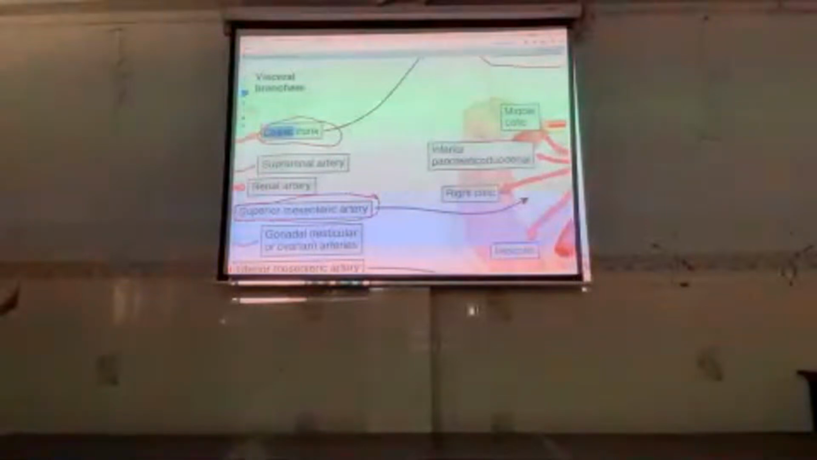These are the branches that arise from the celiac trunk. Now we have to talk about the superior mesenteric artery.